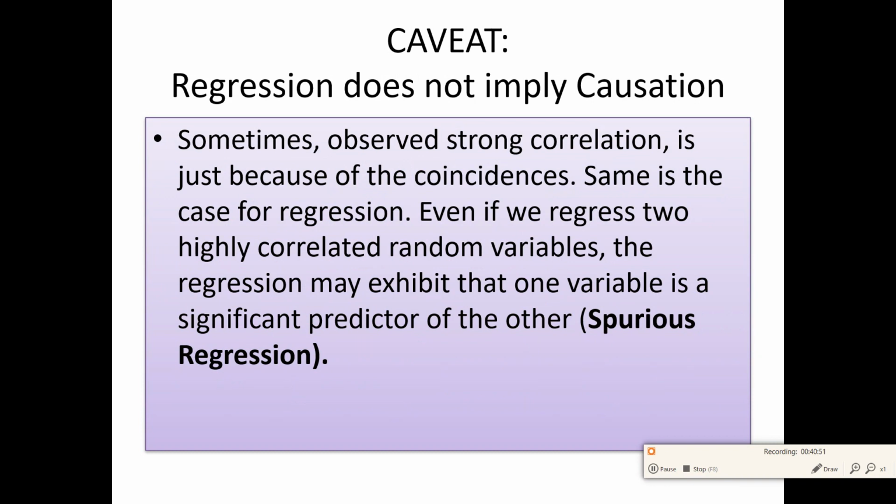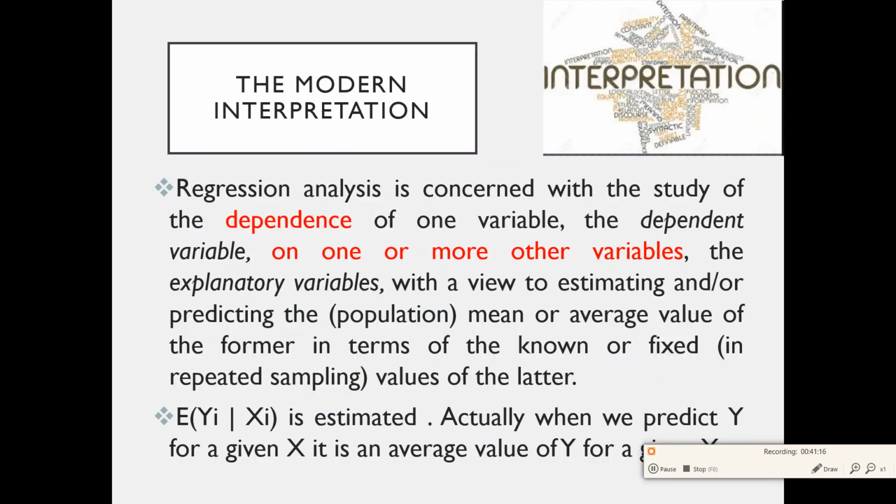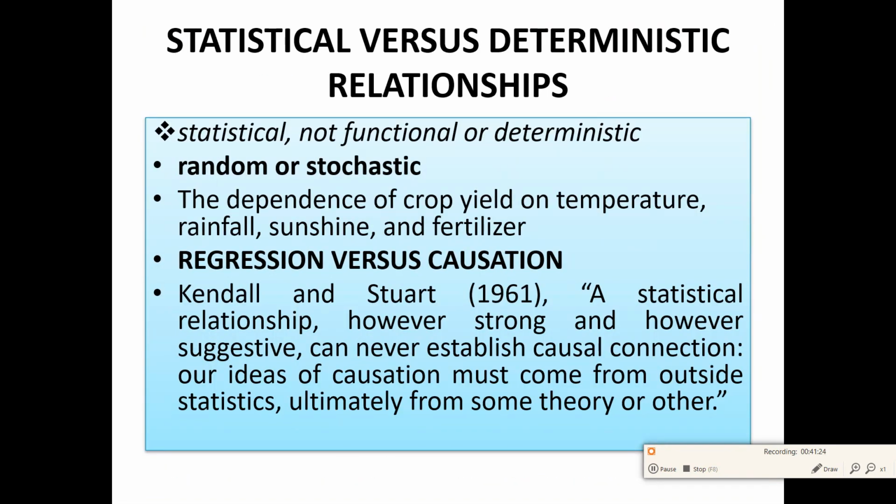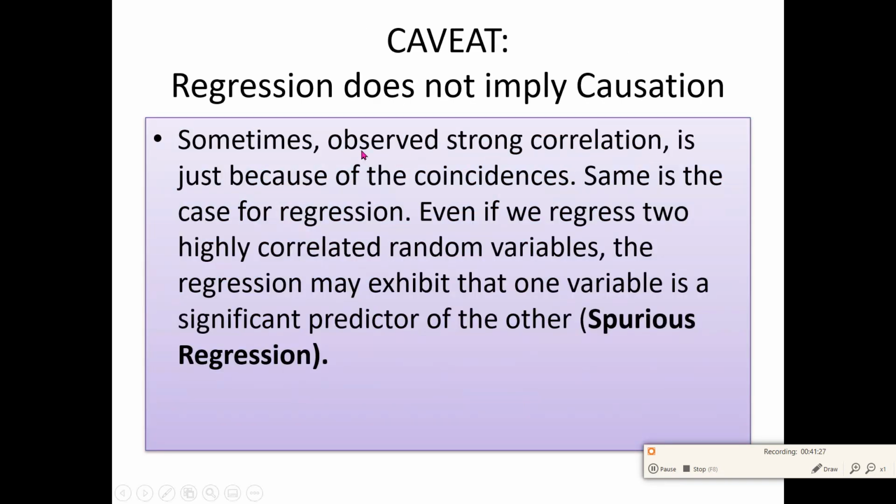Since this course is predominantly focused on regression, let's start building the concepts of regression. Keep one thing in mind: we introduce regression as the dependence of one variable on one or more other variables, right? But that dependence cannot be stated as causation or cause.